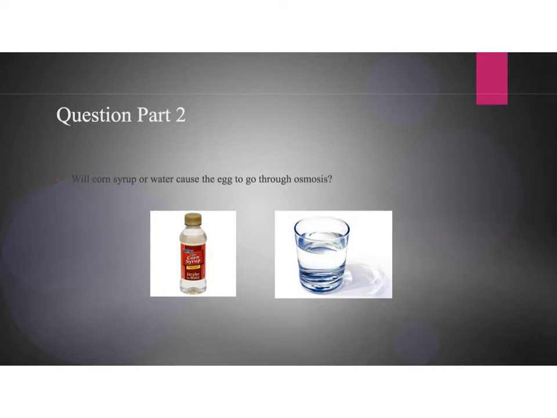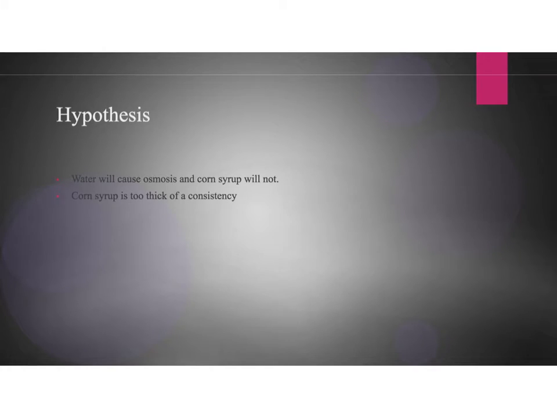Now here comes the second part to my project. Because the shell was dissolved, I decided to look into whether or not water or corn syrup would cause the eggs to go through osmosis. To start off, we need to know that osmosis is defined as the process by which a solvent, which in this case is water or corn syrup, passes through a semi-permeable membrane. In this case, we have a semi-permeable membrane because we dissolved the hard shell on the eggs previously.